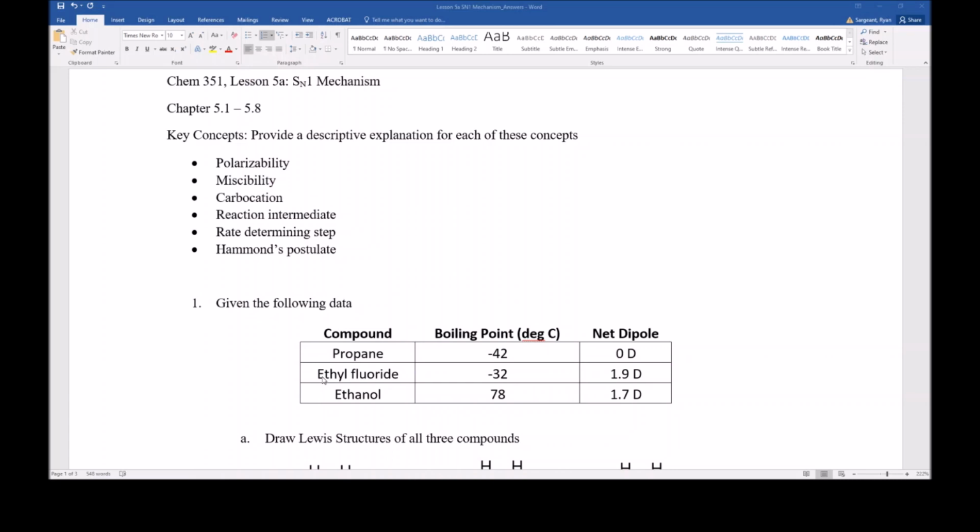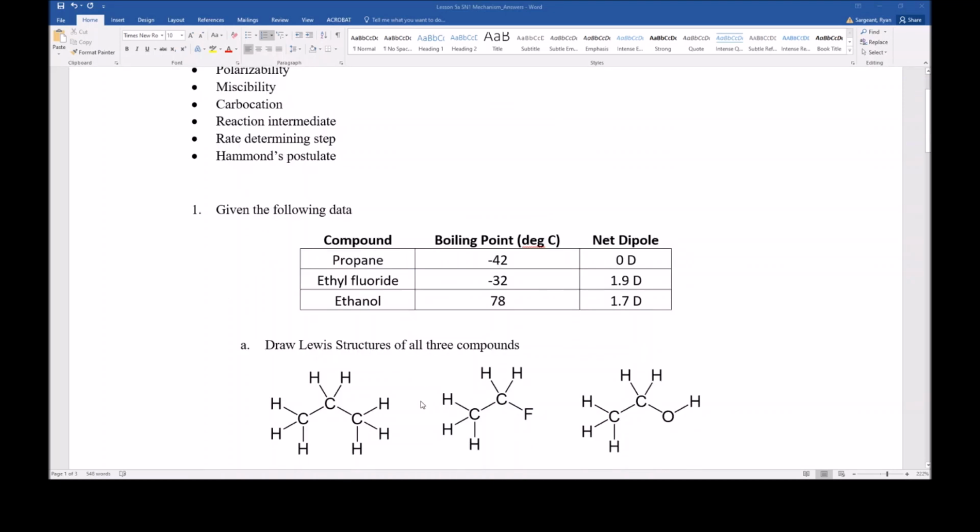And here I have a table of data. And you'll notice that I have propane, ethyl fluoride, and ethanol. And the reason that I've chosen these three compounds is because of their structural similarities. Propane, ethyl fluoride, and ethanol differ at this third position.